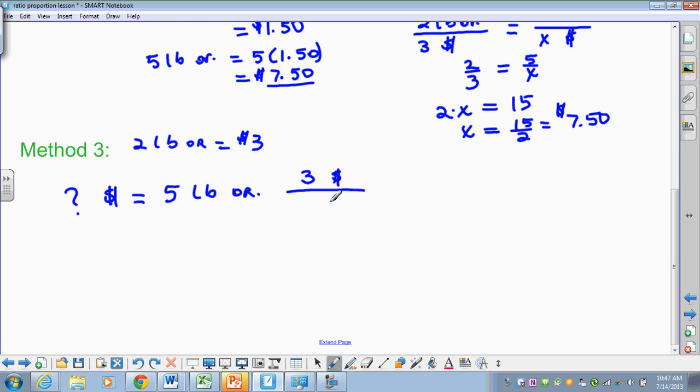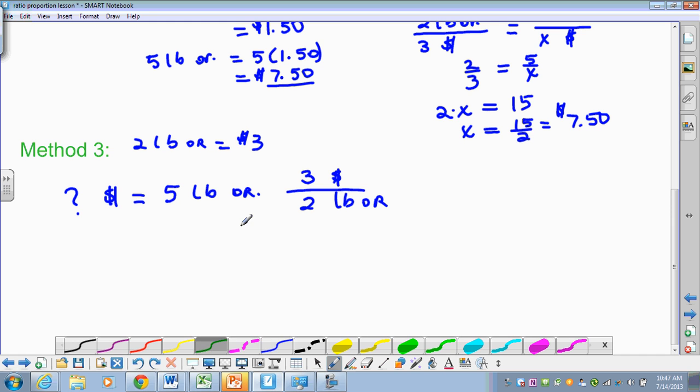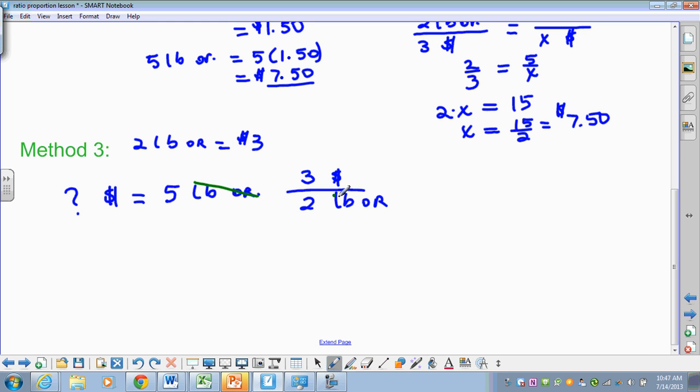And I'm just putting the dollars at the end. Typically, most units we put on the right-hand side, so I'm being consistent there. And then the 2 pounds on the bottom. 2 pounds of oranges. So now we can cancel the pounds of oranges units.